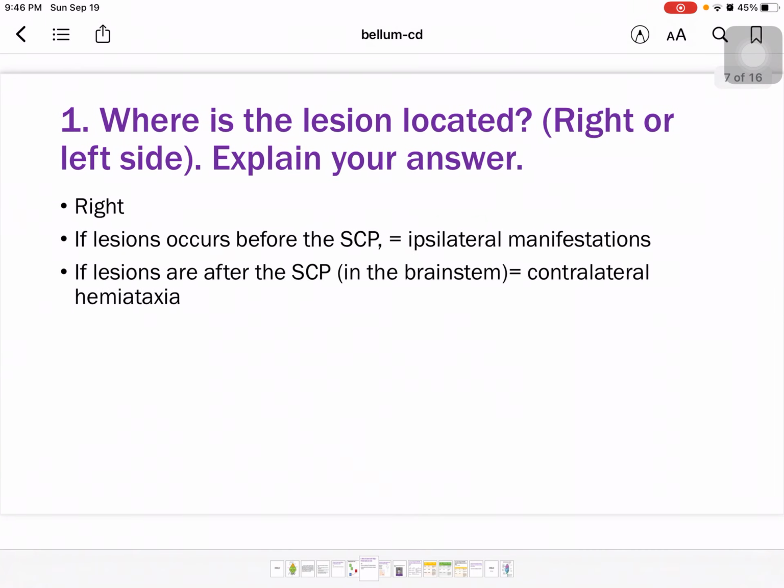So, ito lang yung summary. So, where is the lesion located? It's at the right. Lesions that occur before the superior cerebellar peduncle would manifest ipsilaterally, and if it's after the superior cerebellar peduncle, most notably if the lesions are in the brainstem, it would be the contralateral hemiataxia that would result.